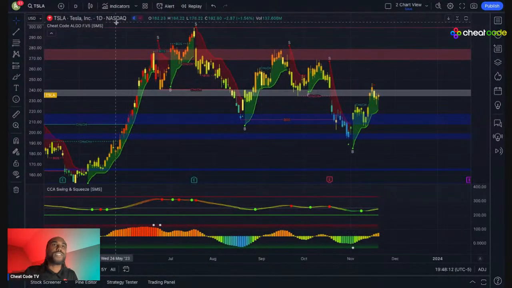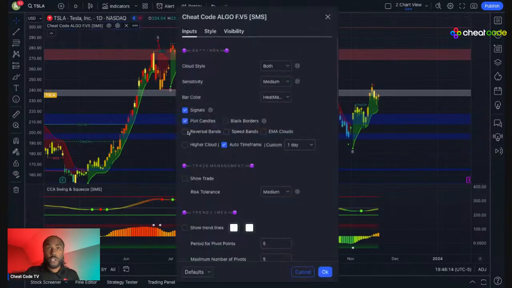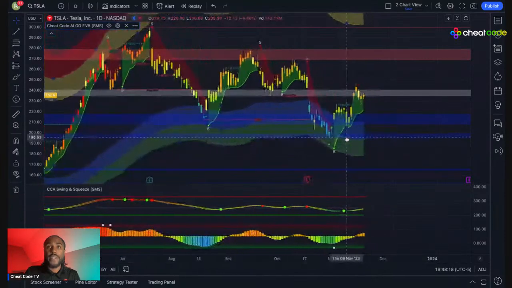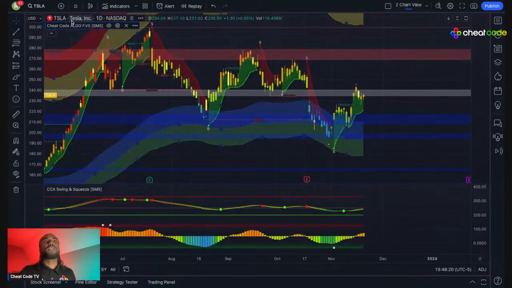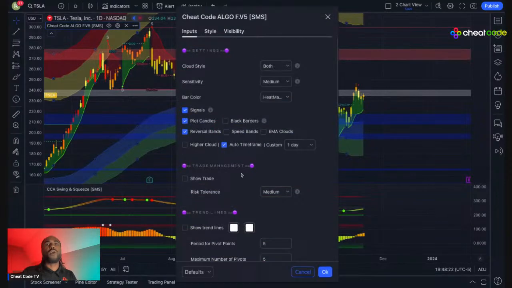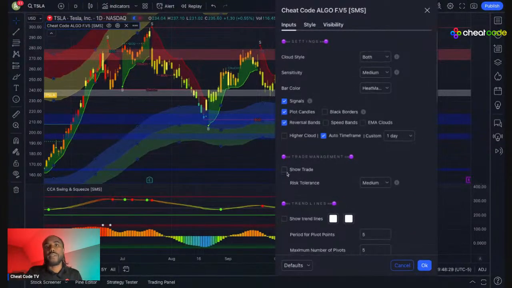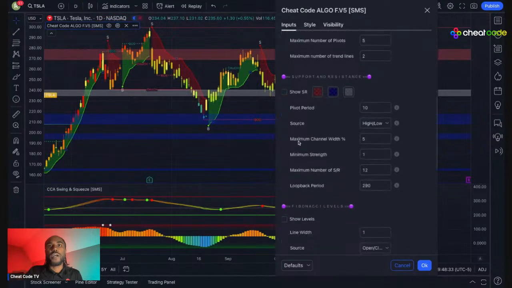And I guarantee you, if we turn on the reversal bands, it would show us that we had even more support coming out of this area. So the support and resistance zones are really going to help you all to know where you can see either areas of demand or supply, right? So let me turn off reversal bands and let's go to some other settings here.